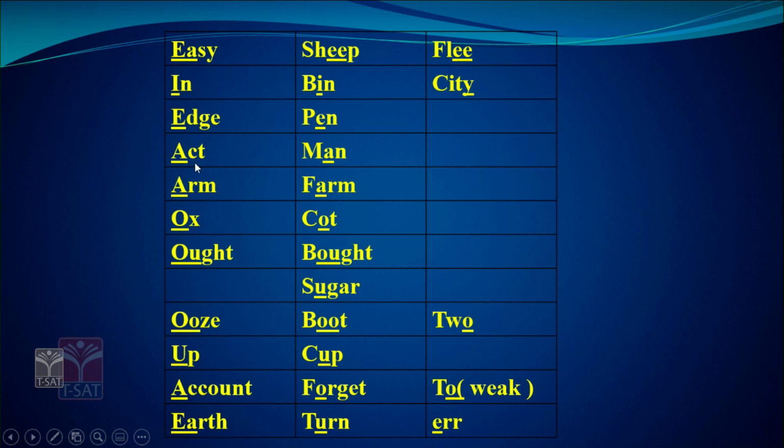æ as in act, man. ɑ: as in arm, farm. ɒ as in ox, caught. ɔ: as in ought, bought. ʊ as in sugar. u: as in ooze, boot, two. ʌ as in up, cup. ə as in account, forget, and to as in weak form, and ɜ: as in earth, turn.